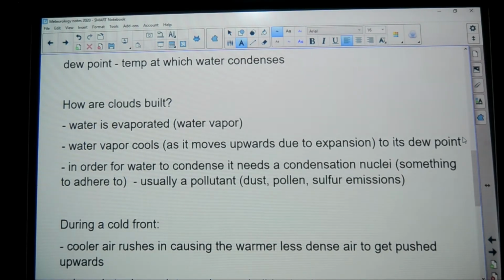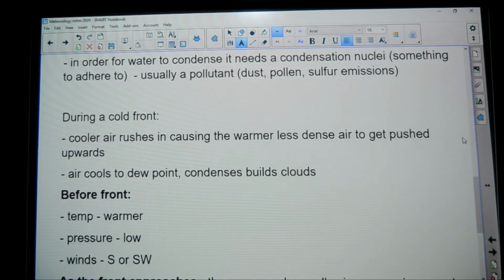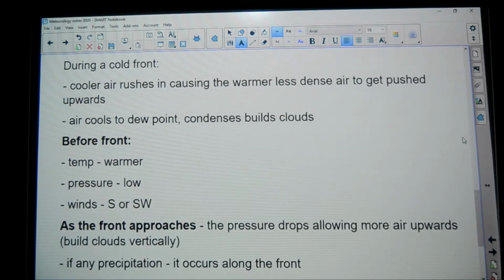During a cold front, cooler air, as I said before, rushes in. That warmer, less dense air is pushed upwards. All right, cools to its dew point and forms clouds. So if I'm looking before a cold front, the temperature is obviously warmer. We had talked with heat transfer as 8th grade review, that pressure and temperature are inversely related. They're opposite each other. So if my temperature is warmer, my pressure had to be lower.